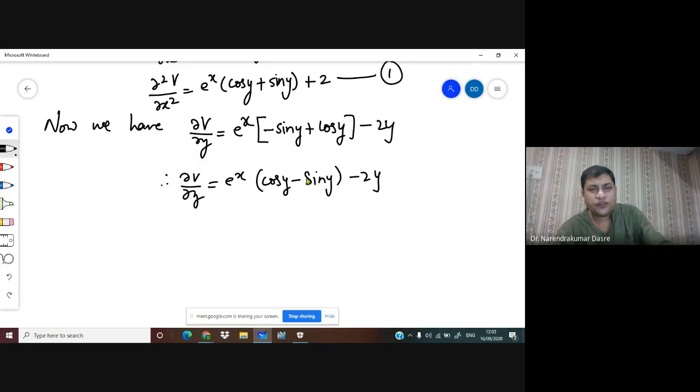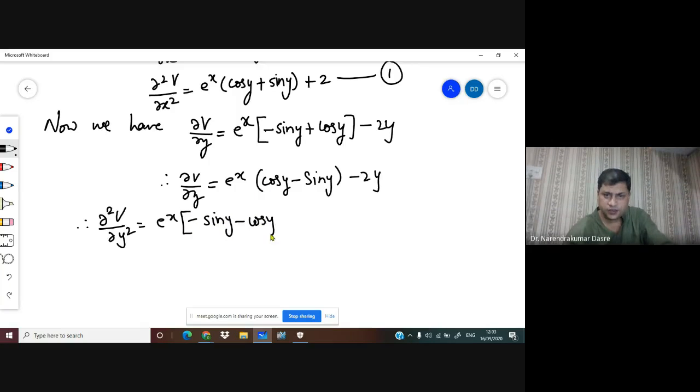And now we find the derivative of this first order derivative again. So we have ∂²v/∂y² is equal to, so e raised to x remains as it is. The derivative of this is again minus sin y. This is minus cos y and minus 2. So this is going to be equation 2.